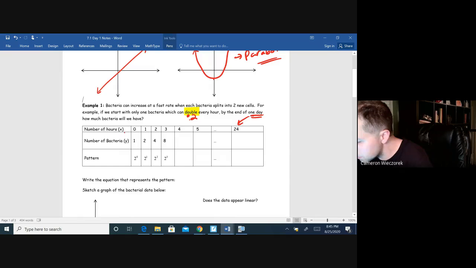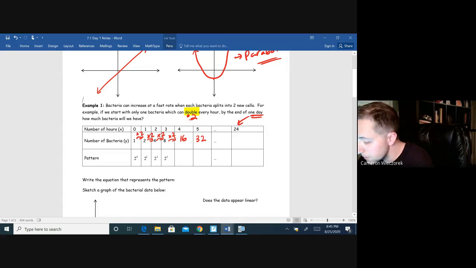So if x is the number of hours, I've got 0 hours, 1 hour, 2 hours, 3 hours, 4 hours, all the way up to 24. I start with 1 bacteria, and it continues to multiply by 2 every single hour. So 1 times 2 is 2. And then now there's 2. Each of those splits off. 2 times 2 is 4. Times 2 is 8. If I keep the pattern going, times 2 would be 16. Times 2 would be 32.